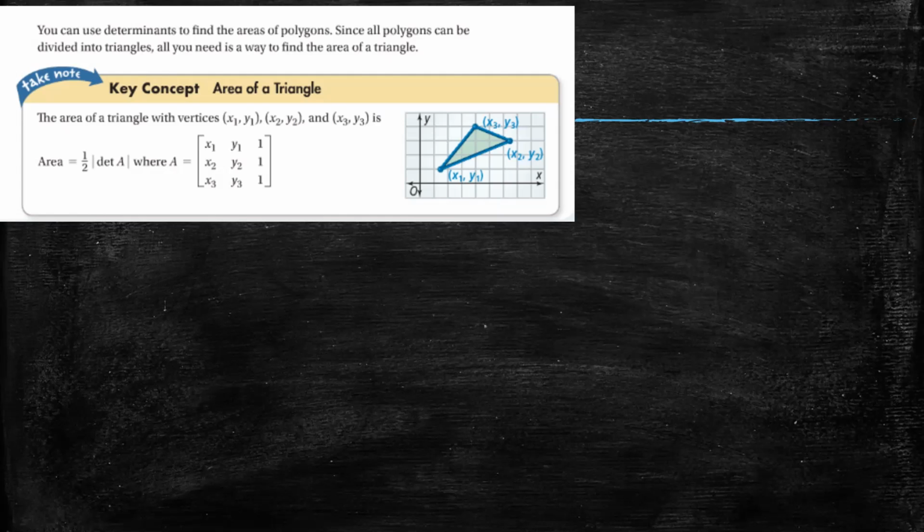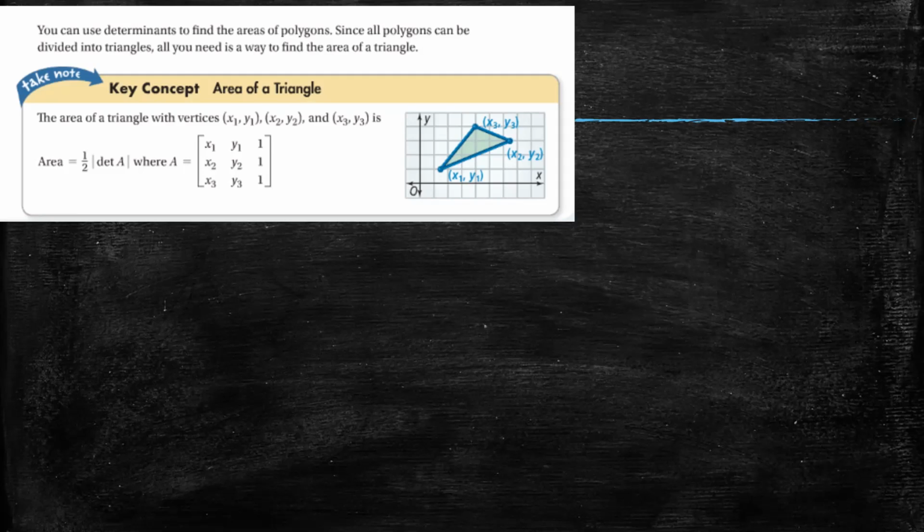So what is the area of the triangle? As I told you, we have vertices x1, y1, x2, y2, and x3, y3. To find the area, you have to say it is half the absolute value of the determinant of A. So here I need to write a matrix. This matrix, you have to find its determinant. Half of this determinant, you will find the area of the triangle.